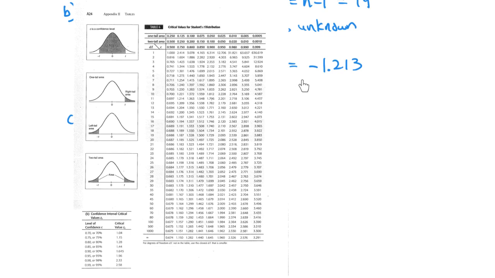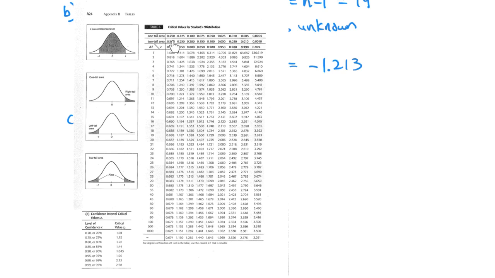So if you want to use the table, ignore the negative and look under 19 degrees of freedom, and we want to look for the number 1.213 or something close. So you come over to the table under 19 degrees of freedom, and the number 1.213 is right between these two numbers, between 1.187 and 1.328.